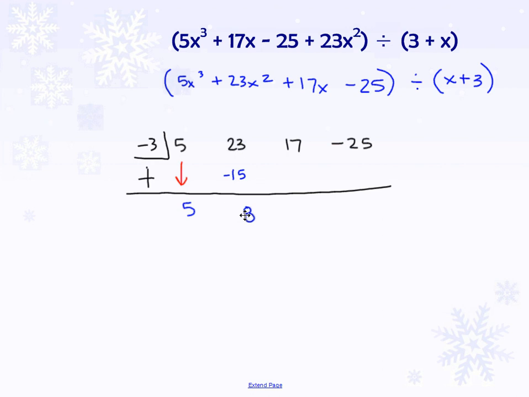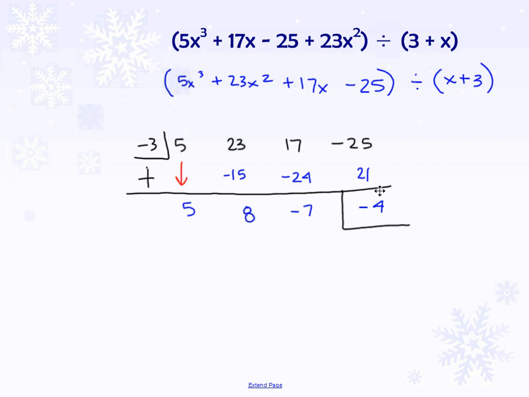8 times negative 3 is negative 24. And I'm going to add these two together, and I get negative 7. Multiply negative 3 times negative 7 and get positive 21. Negative 25 plus 21 is negative 4. That's my remainder, so I'm going to put it in the box.